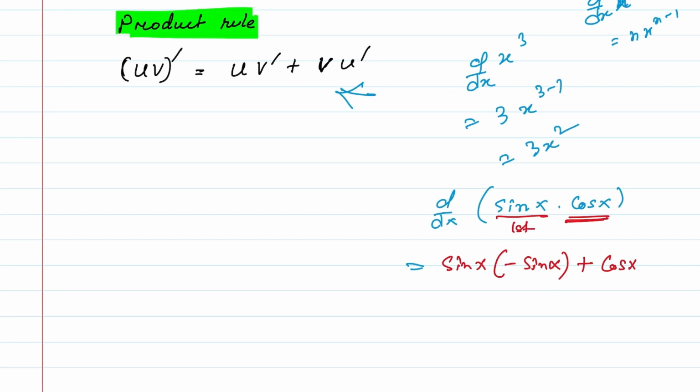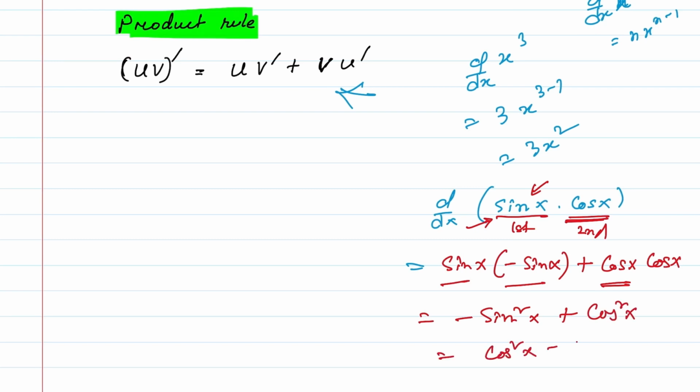This is the first function and this is the second function. Then the derivative of the first function times the second function, plus the second function times the derivative of the first function. Here the first function is sin x, so d/dx of sin x is cos x again. That's going to be equal to minus sin square x plus cos square x. This is our result, or you can write cos square x minus sin square x. So here we have applied the product rule. Hope you have understood this.